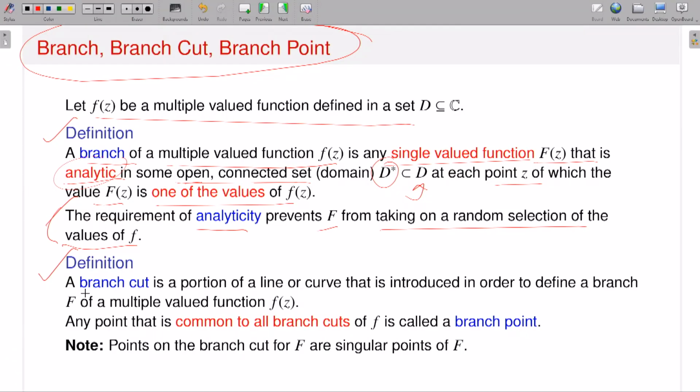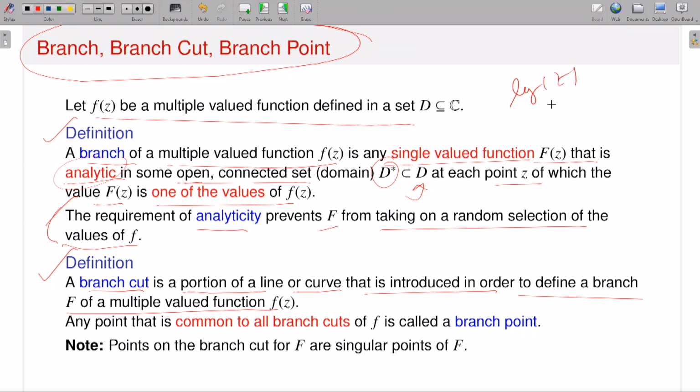So in that way you can say that a branch cut is a portion or a line or a curve that is introduced in order to define a branch capital F of a multi-valued function. So given a multi-valued function, you have a single valued function, but that single valued function is defined on the full domain. If I cut a portion of my domain, and there my function is analytic for the definition of branch, that cut portion or line or some curve is called the branch cut.